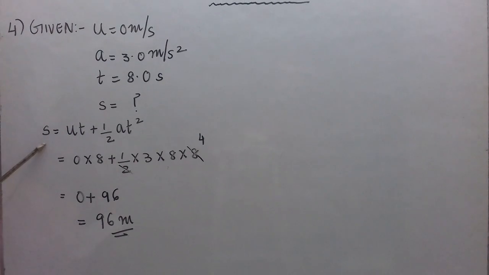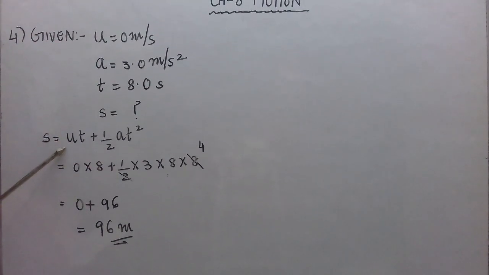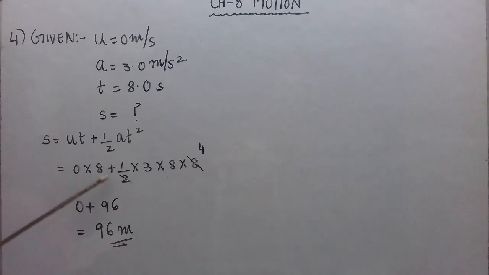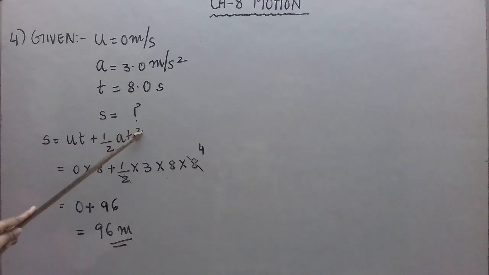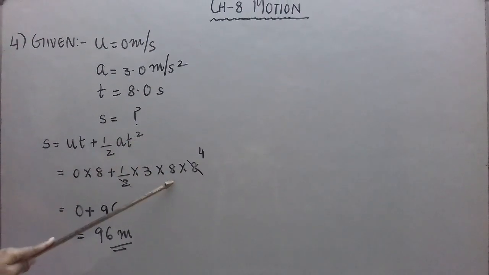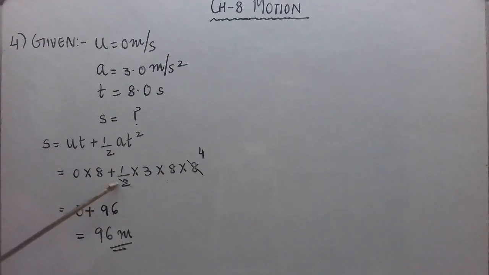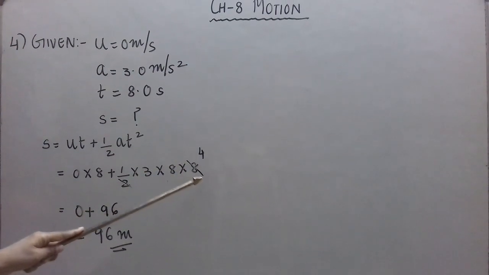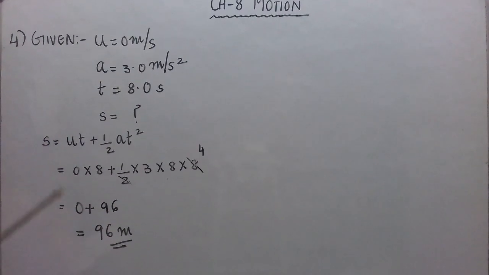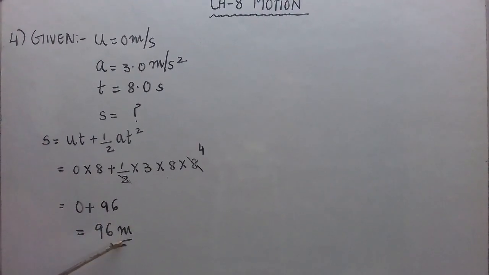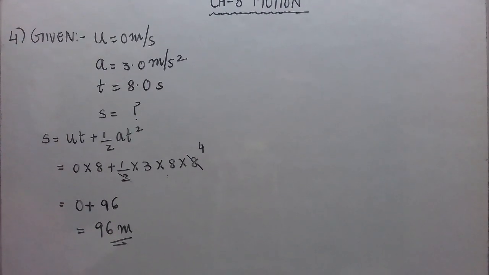So let us use the formula now. S is ut plus half at square. Put the value of u 0 into 8 plus half into a is 3 into t square. As I have told, t square means 8 into 8. This is 0 plus 2 ones are 2, fours are 8, and when we multiply we get here 96. So distance travelled is 96 meters. This is a very simple numerical. Hope you have understood this.